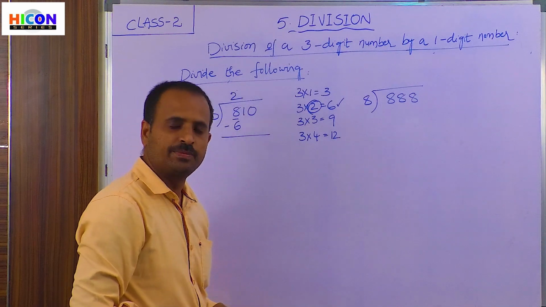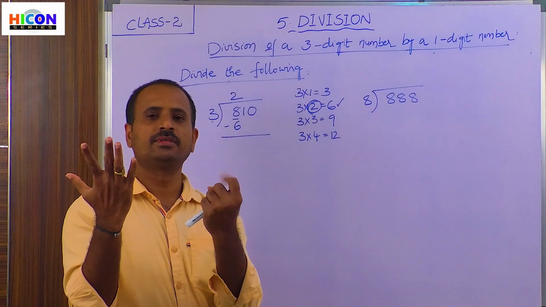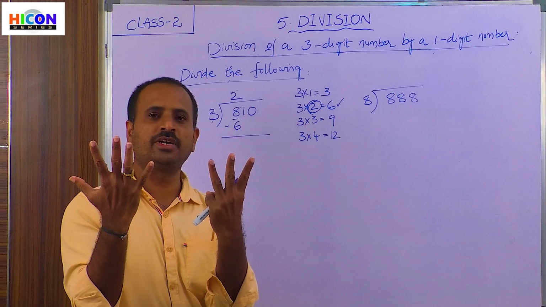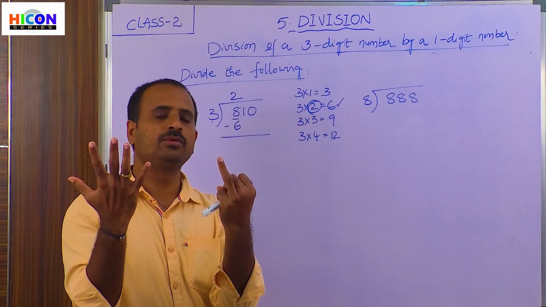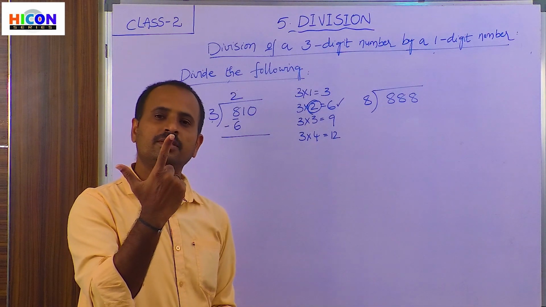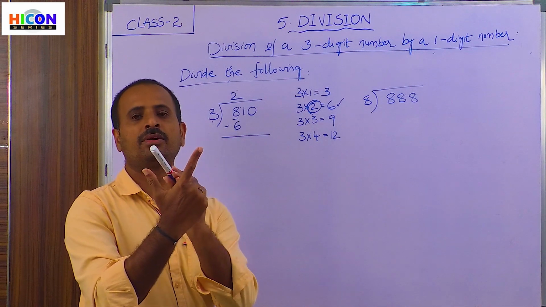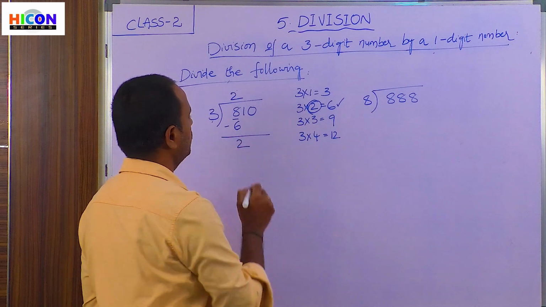So how can you subtract? Open 8 fingers: 1, 2, 3, 4, 5, 6, 7, 8. These are the 8 fingers. Now close 6 fingers among these 8 fingers: 1, 2, 3, 4, 5, 6. I have closed 6 fingers. How many fingers are remaining? There are 2 fingers remaining. So 2 is the answer.